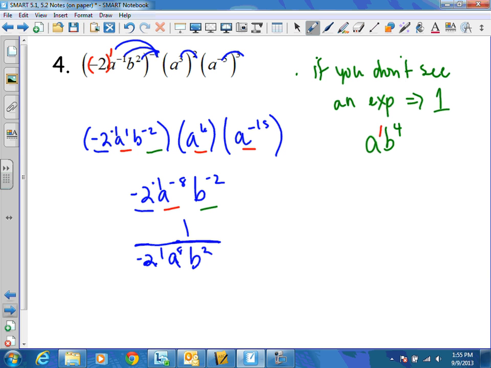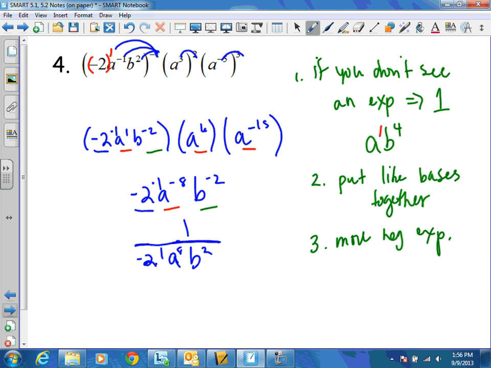Okay, so that was our first step. And then the second thing she did was she put like bases together. And then the third thing she did was move negative exponents. So when you move negative exponents, all three of those were negative, so negative 2 is going to move to the bottom, positive exponent of 1. Negative 8 goes to the bottom, positive 8. Negative 2 goes to the bottom, positive 2. And by default, what's still in the numerator? 1. Could you have moved the negative up in the numerator?